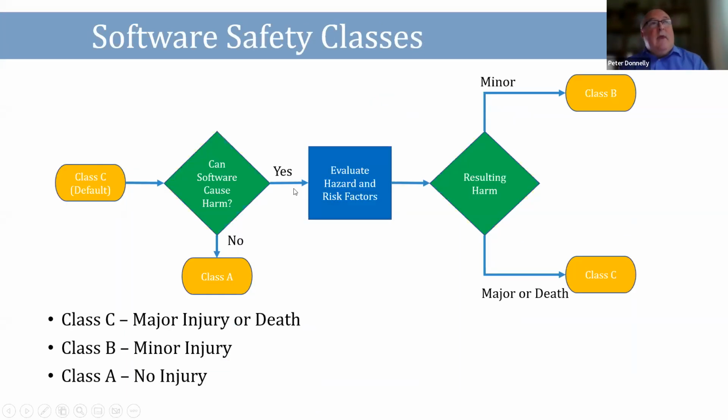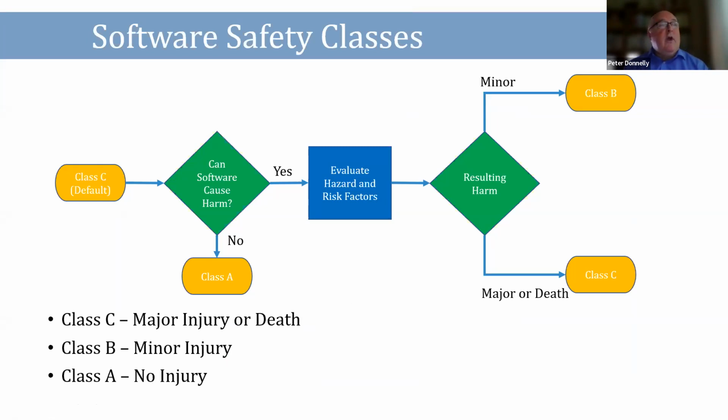As if classification in itself wasn't hard enough, we've also got to classify the software in terms of a safety class. It's a simple algorithm which you basically follow through on the screen. Class A means that there's no injury. Class B means there's minor injury. And sometimes these things are difficult to interpret. What do you mean by no injury, or minor injury?